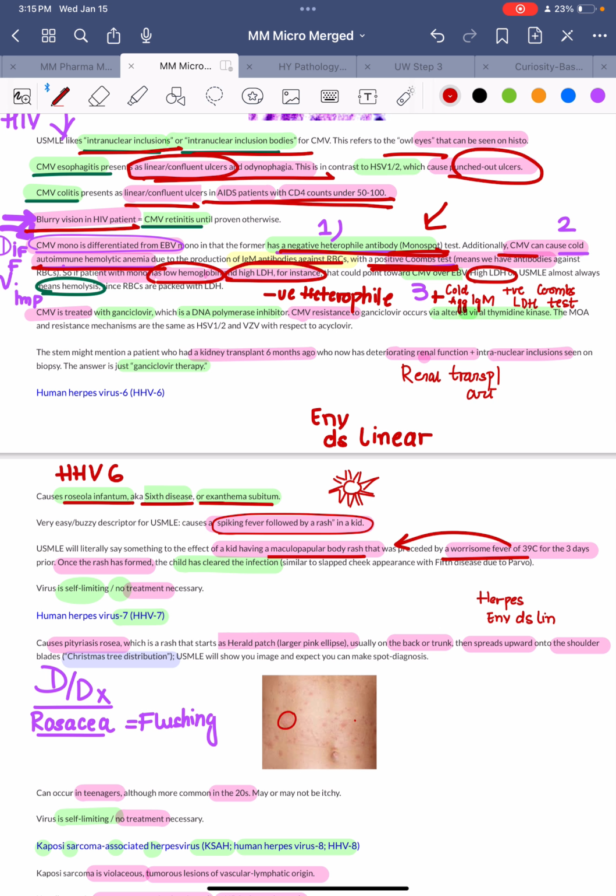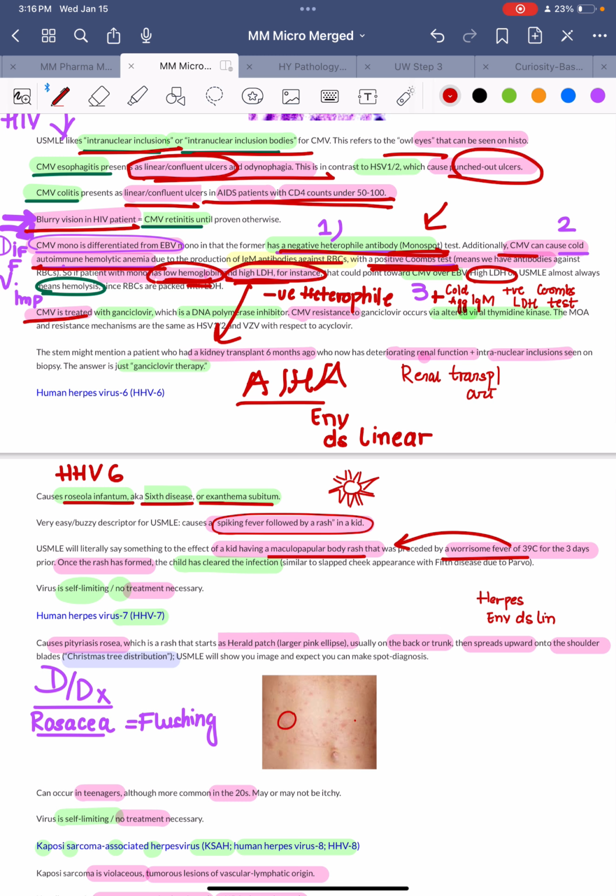So if the patient with mono has low hemoglobin and high LDH, then the presence of low hemoglobin and high LDH is telling you that there is some sort of autoimmune hemolytic anemia. In the same way, for a mono patient with low hemoglobin and high LDH, automatically you should think of autoimmune hemolytic anemia and CMV mono, right? So this is basically indicating that some sort of hemolysis is taking place.